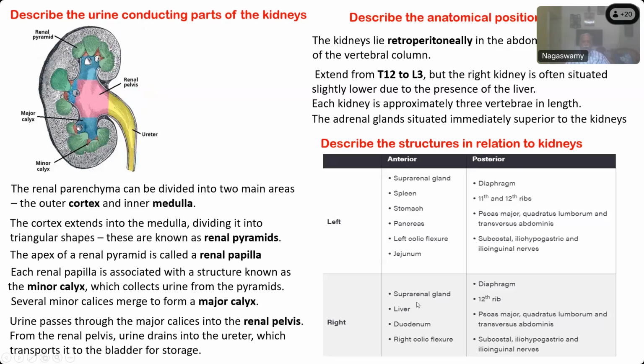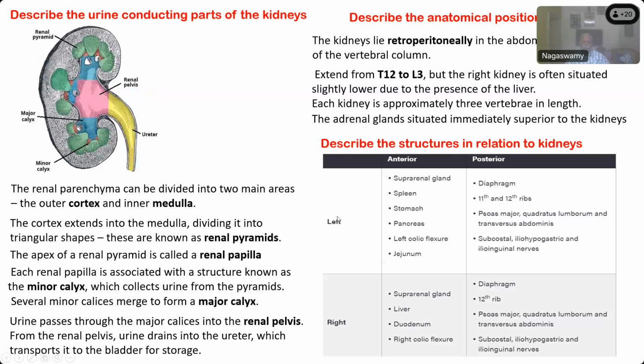For the right kidney, again you have the suprarenal gland, but the liver is there, the major organ above and anterior to the right kidney. Duodenum is there, right colic flexure is there. And posteriorly, again it is related to the diaphragm, partly under the diaphragm, 12th rib. Again, psoas major, the same 3 muscles and the same 3 nerves are related to that. Okay, so this is the relationship.